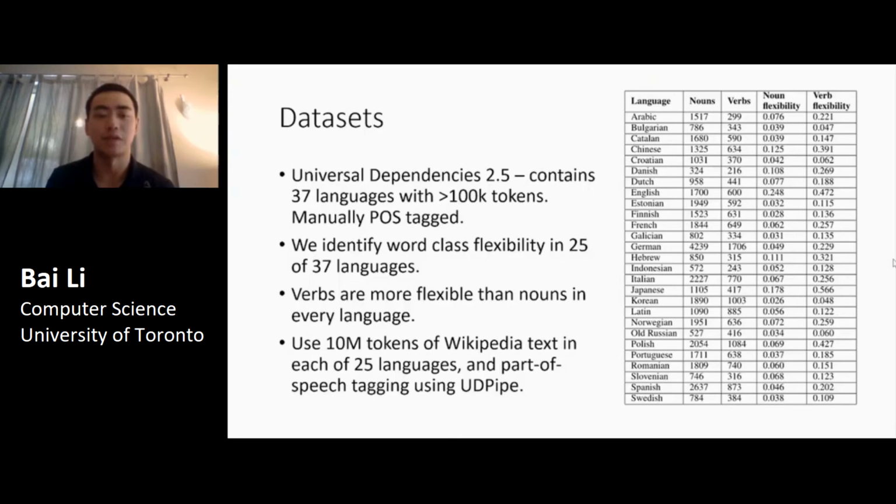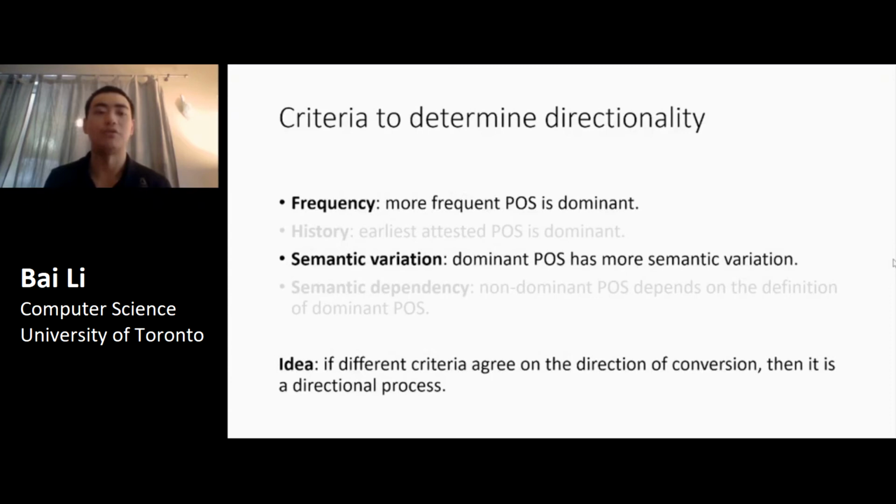Now recall that we are trying to show that the frequency and semantic variation criteria agree. Now, how do we measure this? The frequency one is fairly straightforward. Just count the number of verb and noun lemmas. But the semantic variation criterion needs some work to define it.